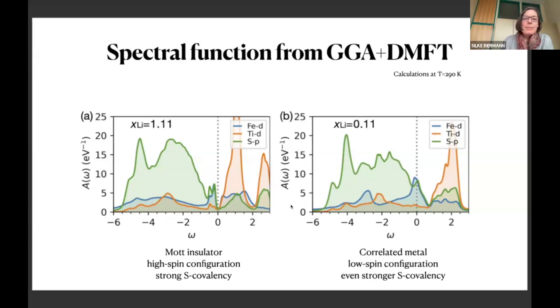However, this is for the D6 configuration. In the D5 configuration here, we rather have a peak at the Fermi level. And note that this is a peak both in the iron density or spectral function and also the sulfur states here again. So you see a strong covalency in both compounds, but even stronger in the dilithiated metallic compound. So when we do the redox process, we switch from a high spin Mott insulator to a low spin metallic system. This is the redox transition.